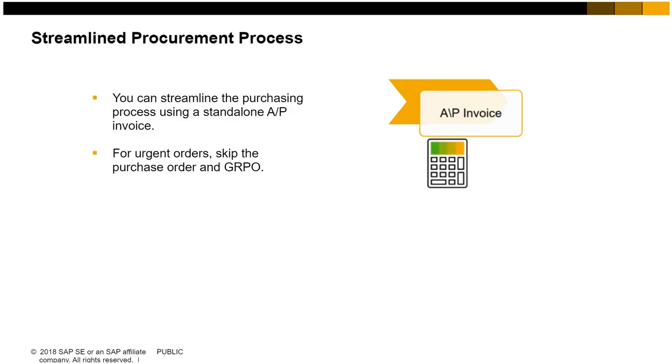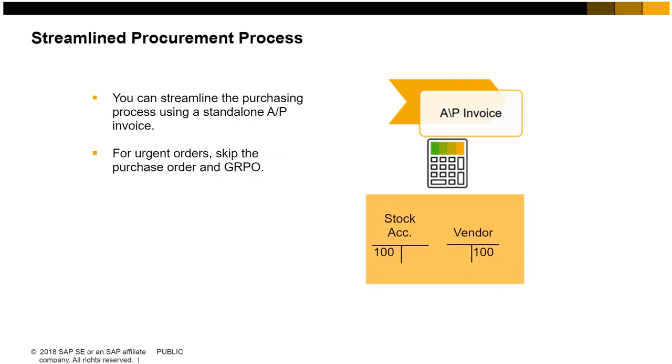Sometimes, you may need to streamline or simplify the purchasing process to make it more efficient. Perhaps you need to get an item immediately, so you call the vendor and ask them to deliver the item today. Because of the hurry, you skip the purchase order. When the item is delivered, the vendor invoice is also delivered. So rather than creating a goods receipt PO, you enter an AP invoice to process both the receipt of the items into inventory and the obligation to pay the vendor.